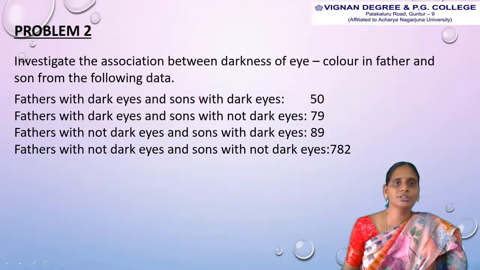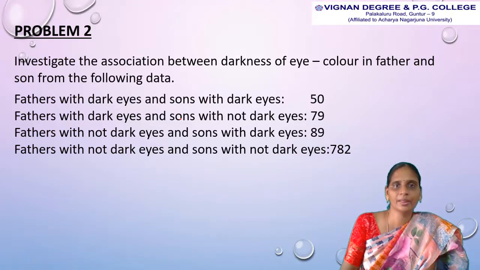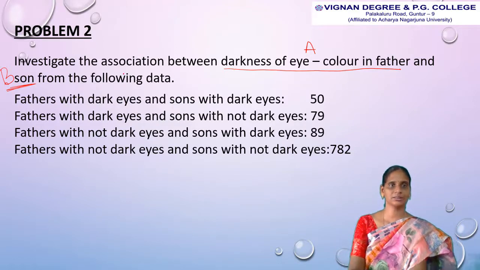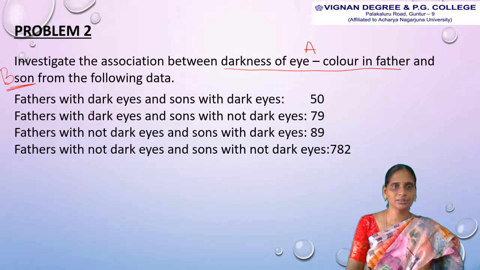So here we have to denote the attributes. That is, darkness of eye color in father is denoted by the attribute A, and darkness of eye color in son is denoted by the attribute B. So the given values, we are writing in notations.